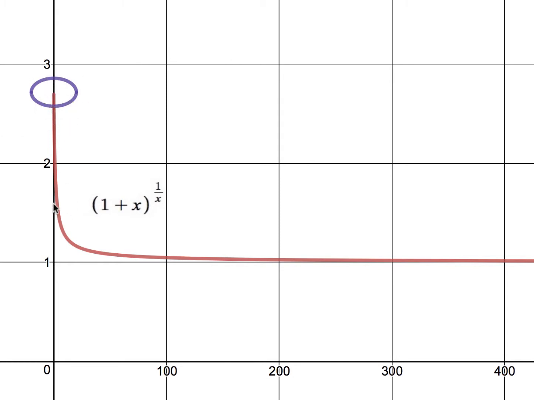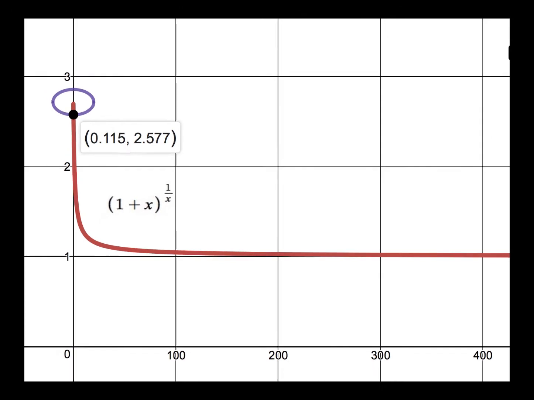Now we see it gets very steep, but the graph seems to stop there. Of course, if you put 0 into your function, we'd be raising to the 1 over 0, which is not defined. So we can see that we're undefined there. But nonetheless, close to it, we can have values. Zoomed way out here, it looks like about 2.577. So here we're going to zoom in.